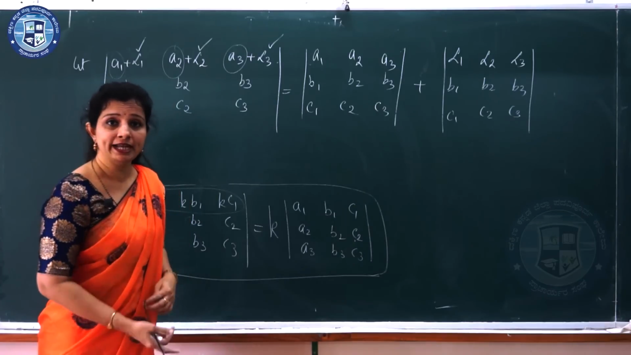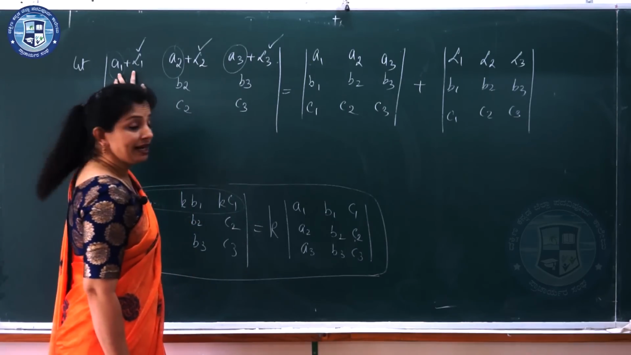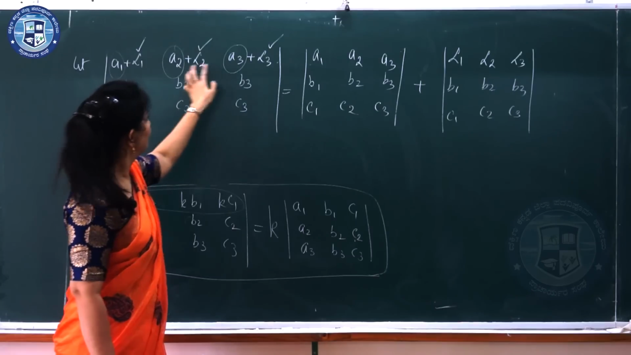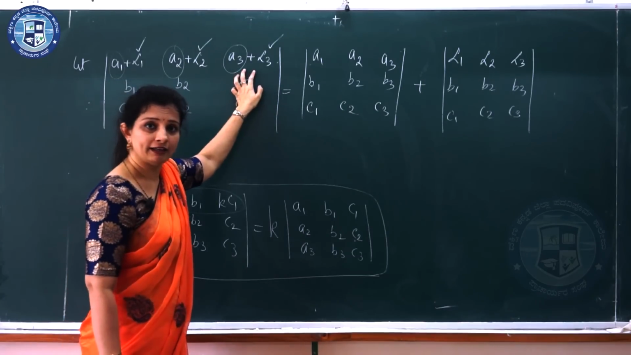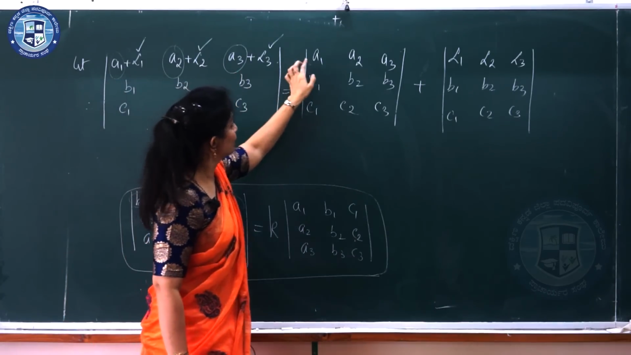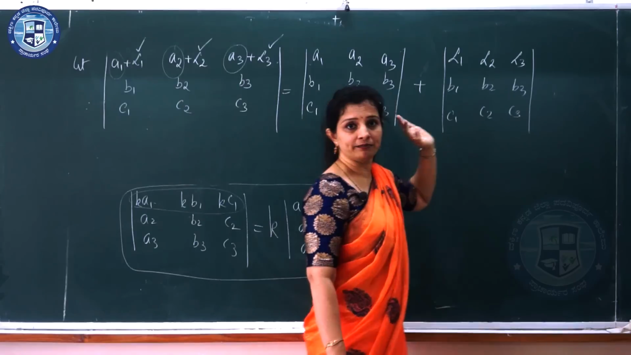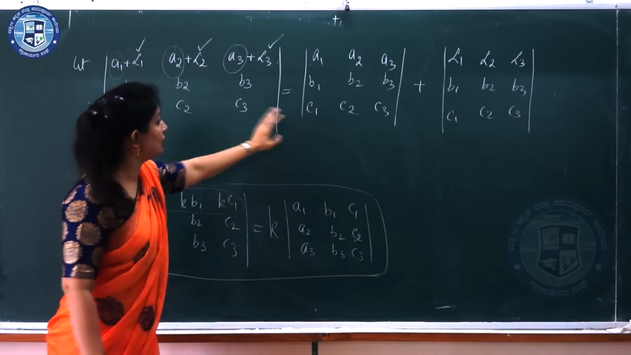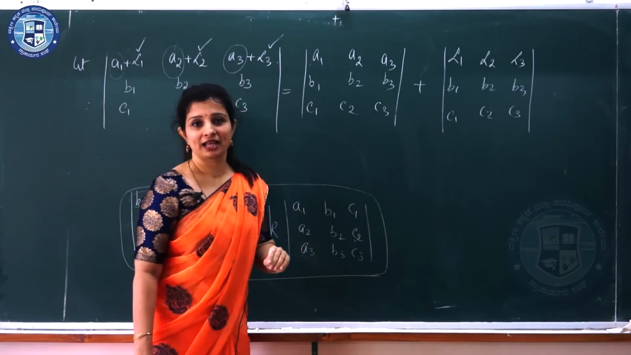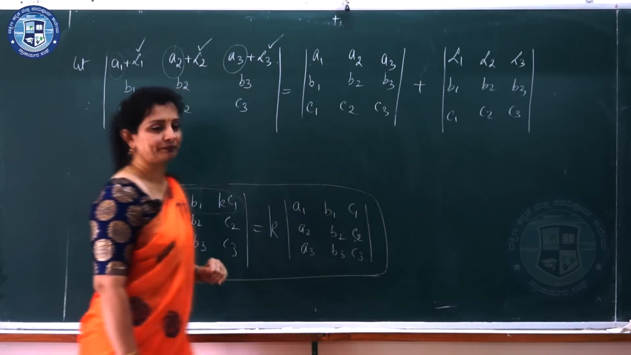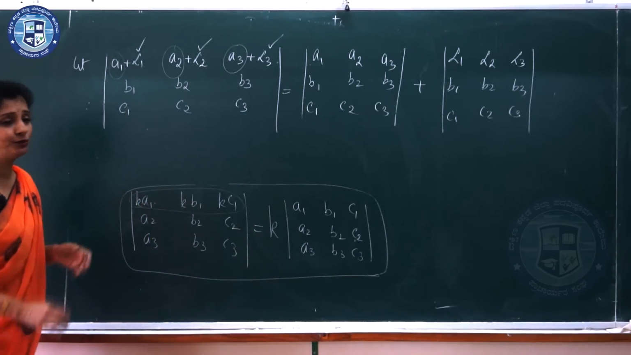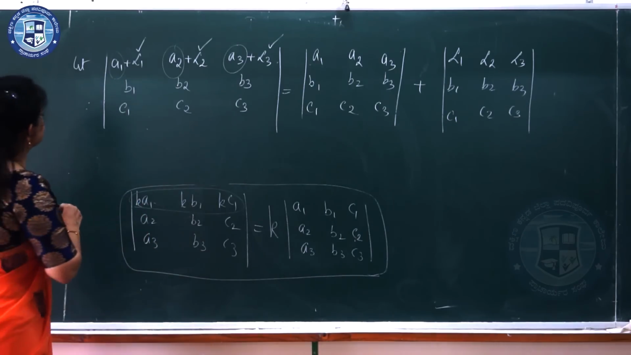How to write the 2 determinants? Only look at the 2 terms. In the first row the 2 terms are there. So, in the first determinant write the first term, in the second determinant write the second term, and the remaining rows and columns write as they are. There is no change. Okay. Now, we have to prove this. So, write the statement, students.